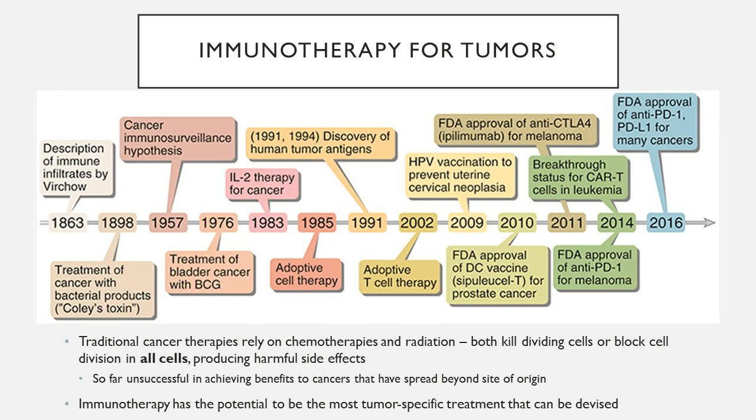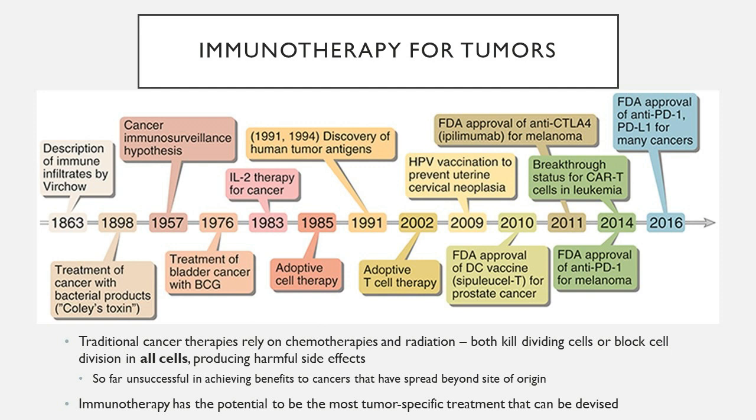It's a big problem. Now, there are a number of different strategies for fighting off tumors and cancer in general. Traditional therapies rely on chemotherapies and radiation, whose primary means of working is to either kill dividing cells or block cell division in all cells, not just unhealthy cells. So it produces a lot of harmful side effects, as you can imagine. And in part, they're perhaps beneficial in early stages for cancers, but have been very unsuccessful in achieving benefits for cancers that have spread beyond their site of origin.